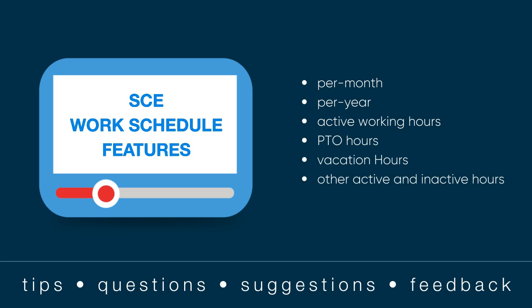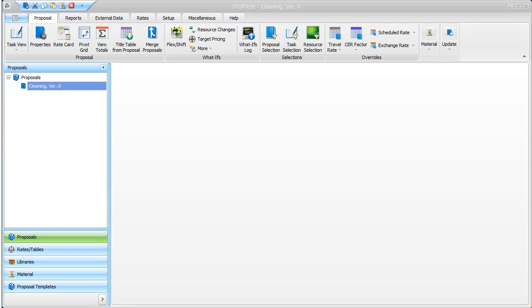These working hours are used to calculate an estimate's equivalent heads, or the equivalent number of people working in any given month or year. Work schedules also allow you to apply rate modifiers to a resource, which will allow the modification of the resource's direct rate. For example, a rate modifier can be used to account for overtime or hazard pay. So let's get into ProPricer and look at work schedules.